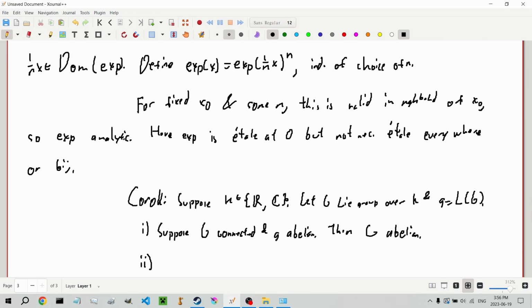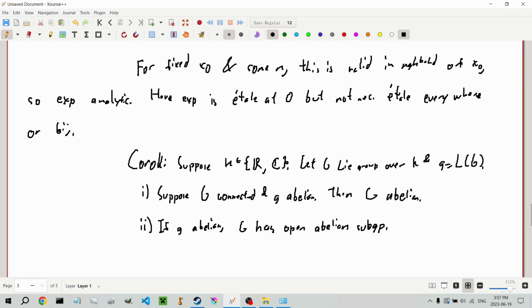Secondly, if the algebra in general is abelian, the group has to have an open abelian subgroup. And the first obviously gives you the second, so we just need to prove the first.